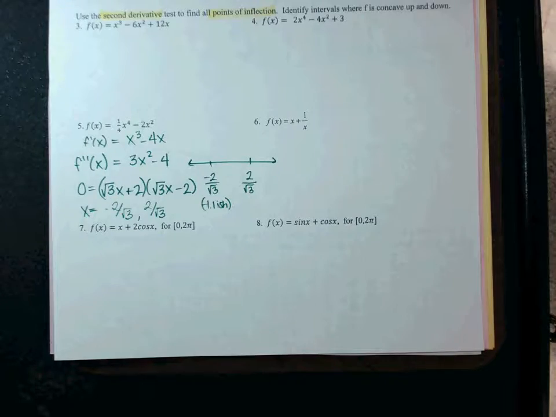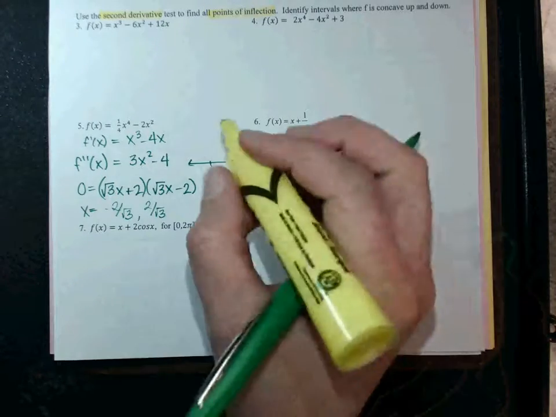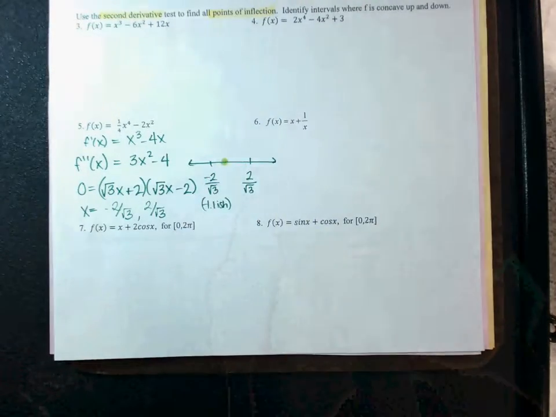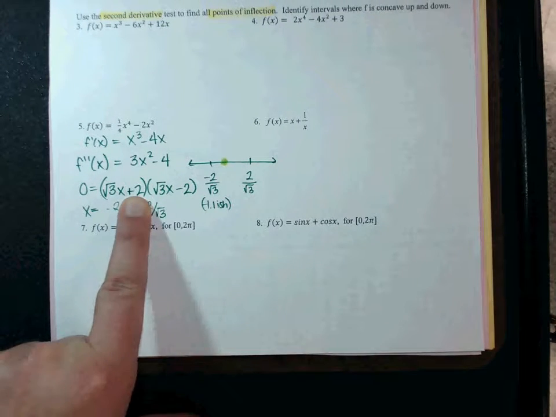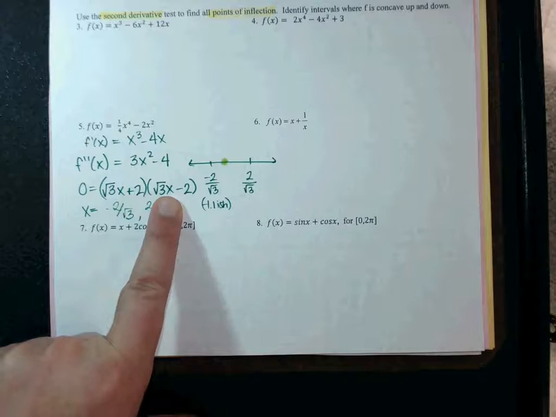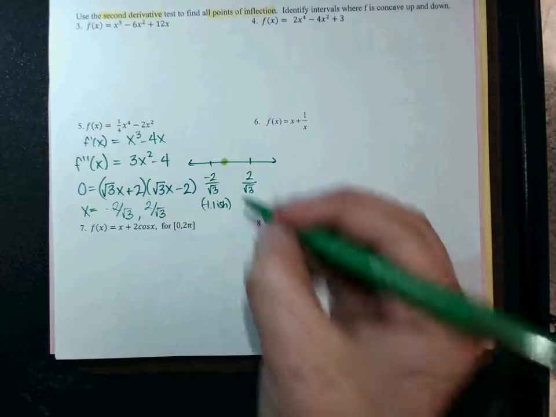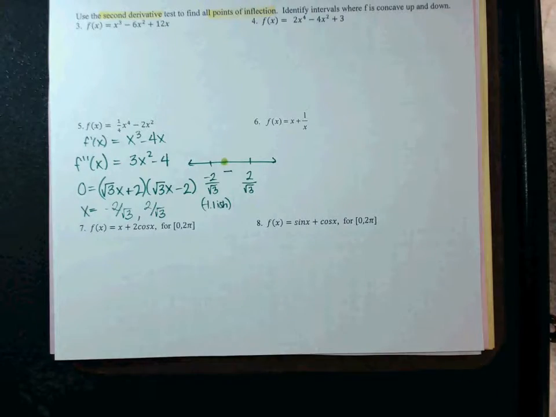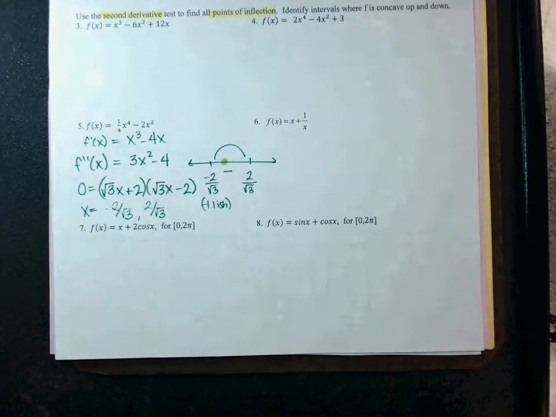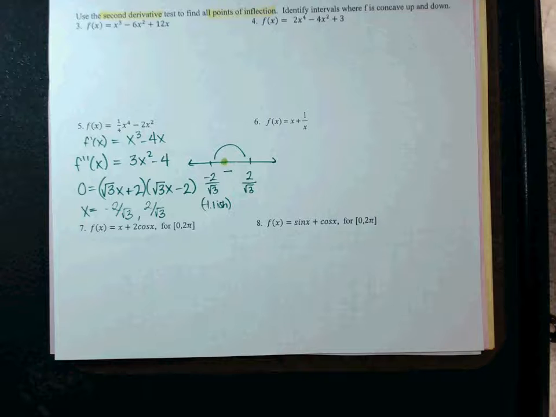What could I pick between them? I'm going to do this interval first. 0, perfect. Okay, what's 0 plus 2? 2. Positive. What's 0 minus 2? Negative. That means if I multiply those, I get a negative. What does that tell us about concavity? It's concave down.